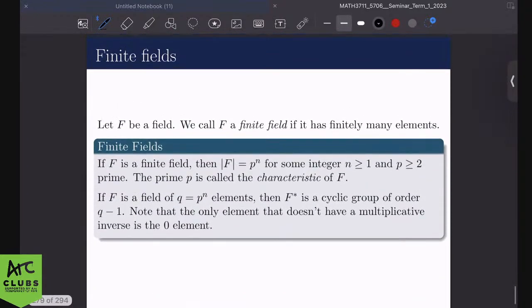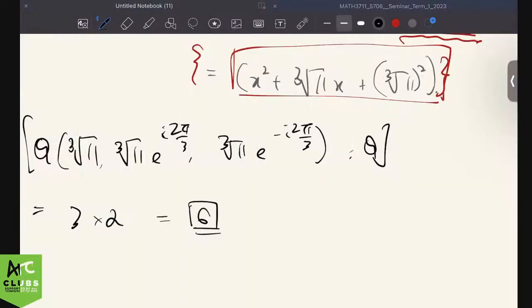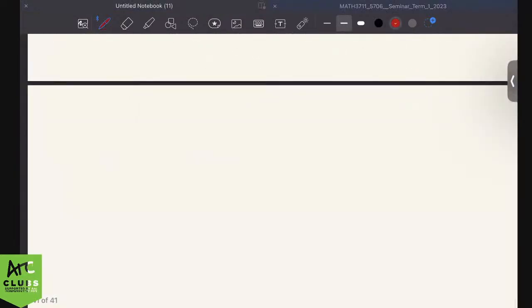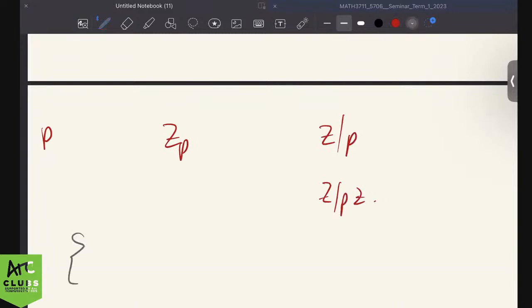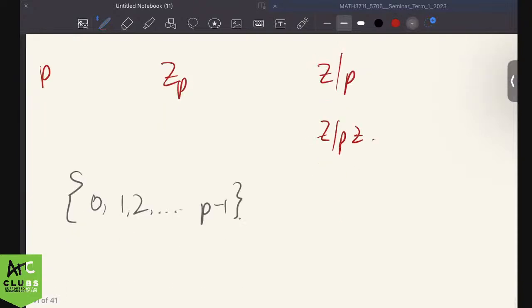Sweet, we'll finish off with one last topic on finite fields. Finite fields are basically fields that have a finite number of elements, and the most common example is if you have a prime p, and then you think about Zp, or as some people might say, Z on p, or Z on pZ. Basically, this is the set 0 up until p minus 1, where you do modular arithmetic on it.